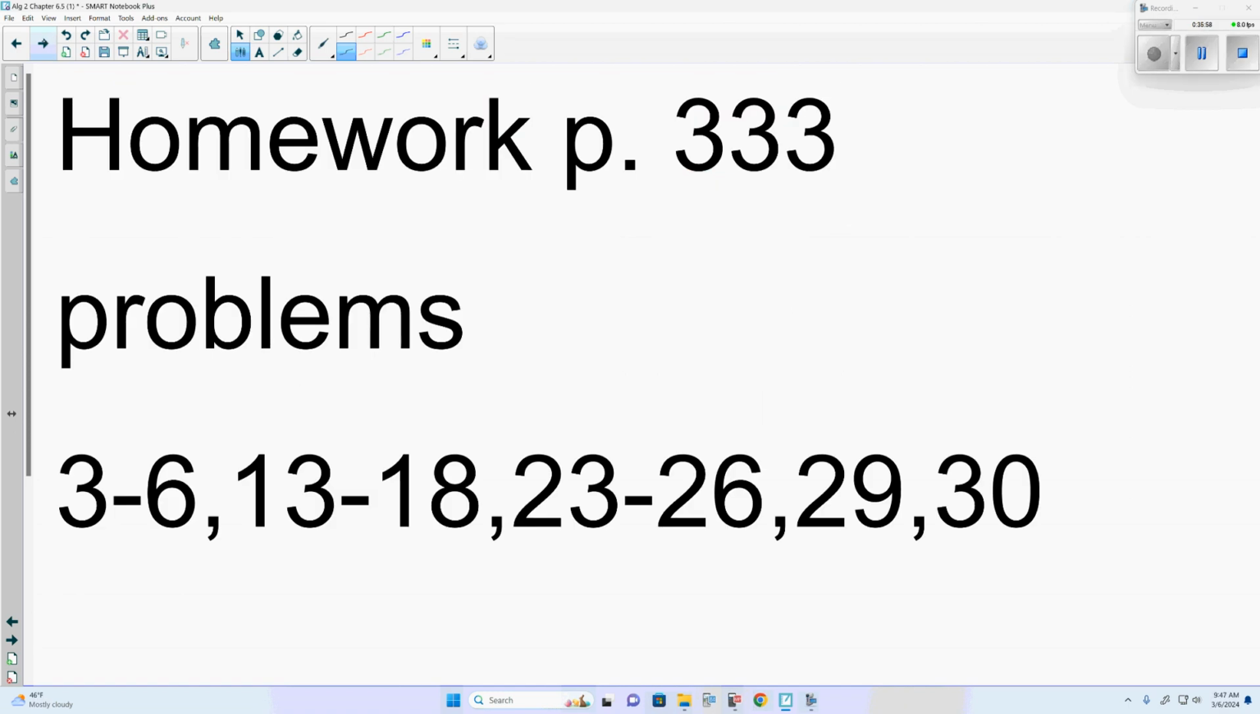I'm going to show you this here. The assignment has been posted already. So especially the condense and expand, you can start looking at. We haven't done 3 through 6 yet, but the 13 through 18 we have, so you could start on those. 23 through 26, we have done those. 29 and 30. The only ones we haven't done are the 3, 4, 5, and 6.